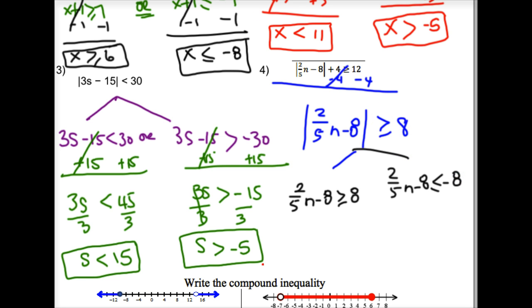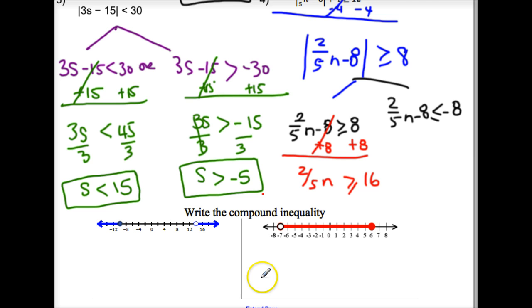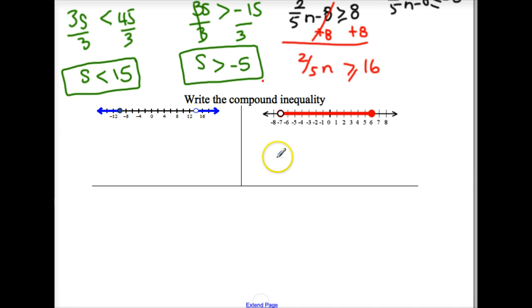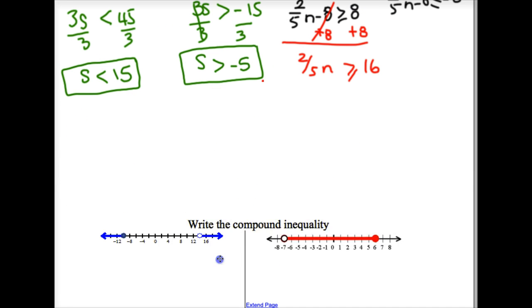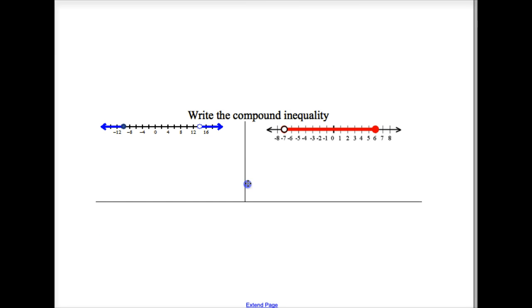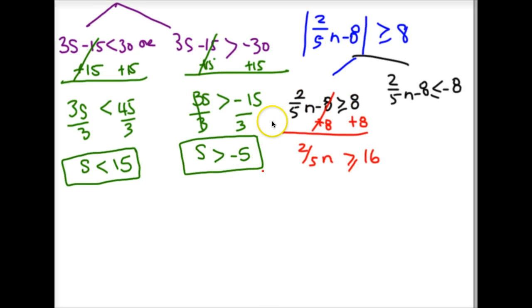How do I go ahead and solve this? Now get rid of my 8. Add 8 on both sides. This cancels. 2 over 5 n is greater than or equal to 16. I think we need some more space here. This is when we switch these down. I'm just getting some space, like solving a regular equation. Now I need to get rid of the 5, so I'm going to multiply by 5 on both sides.